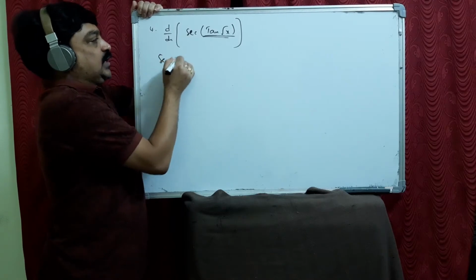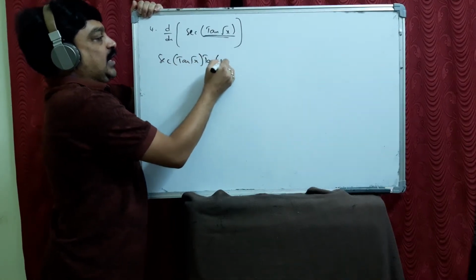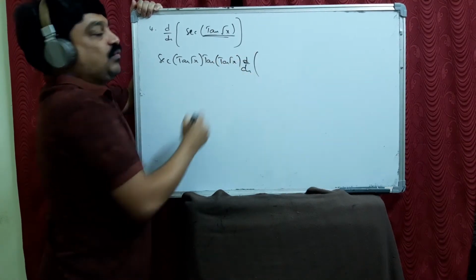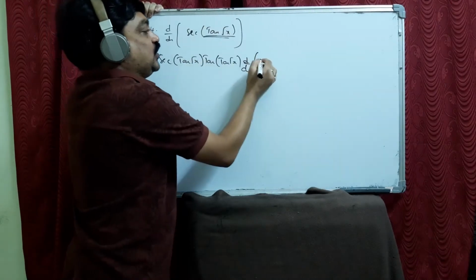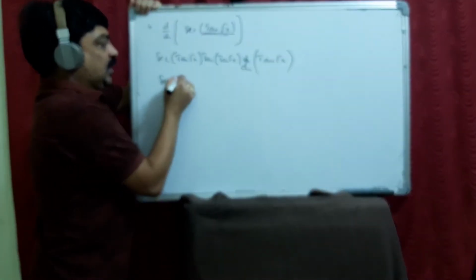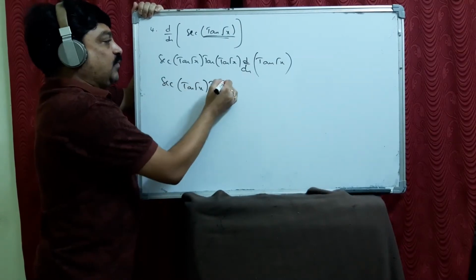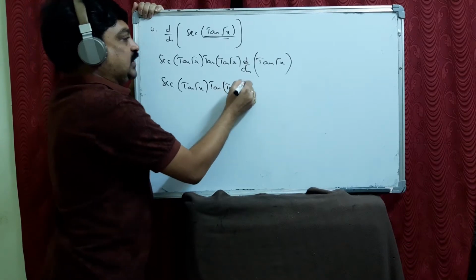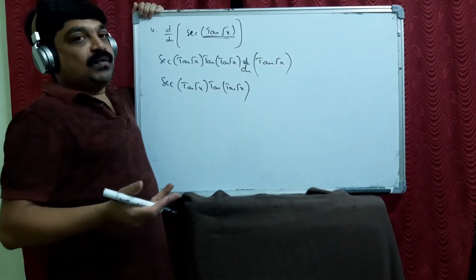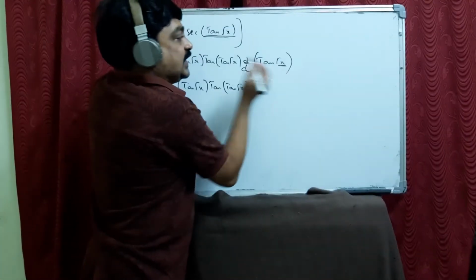It becomes secant x, this is x, into tan x, into d by dx of what we assumed as x. This thing we assumed as x, so tan root x. Now next step, it becomes secant of tan root x, tan of tan root x, into derivative of tan root x. Again, we don't know the formula of tan root x, but we know the formula of tan x. Now we assume this thing as x.